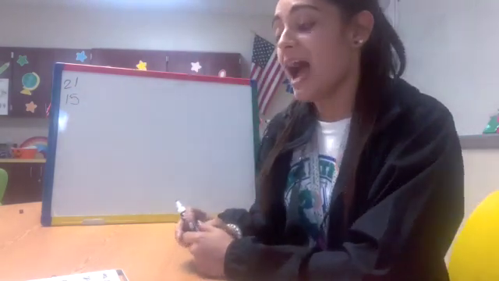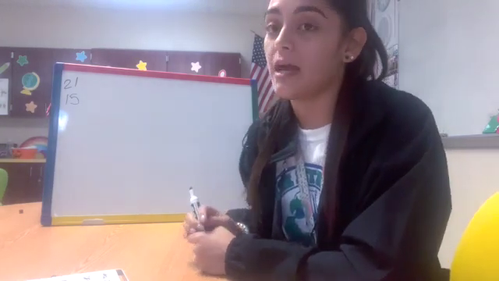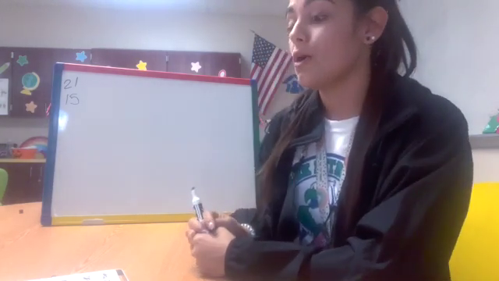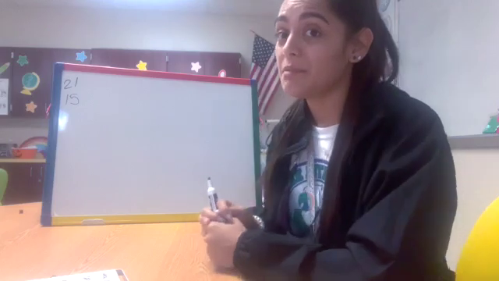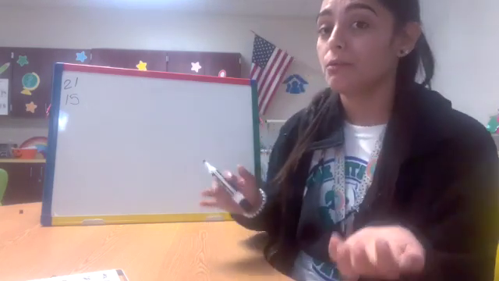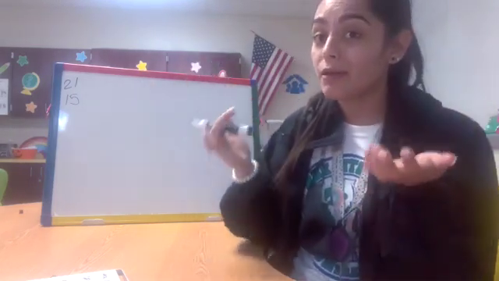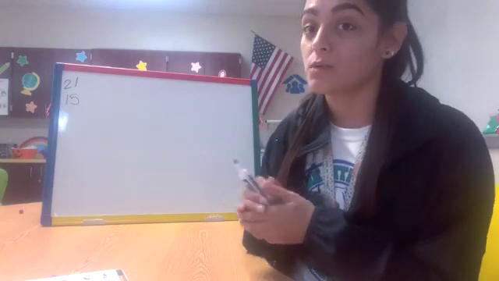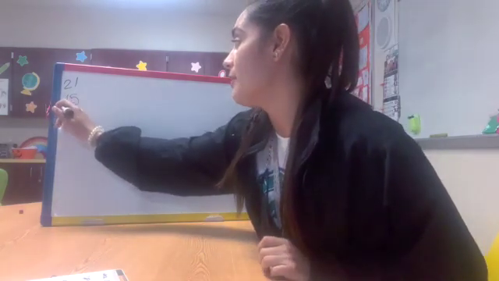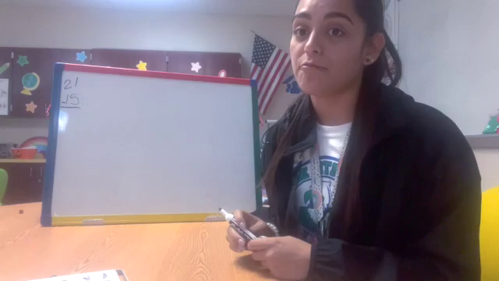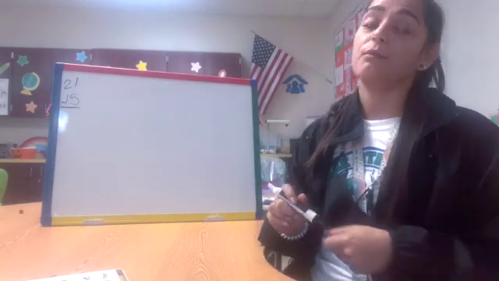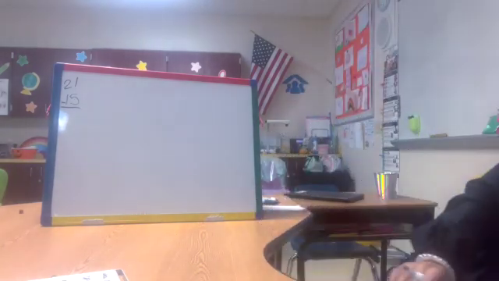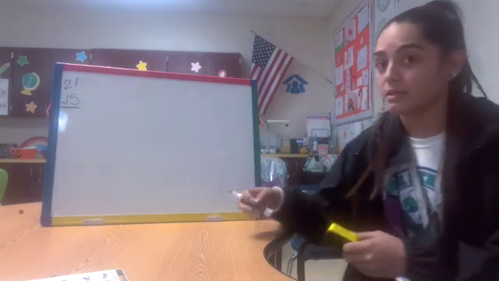Then it says, how many more rides does Jenna have left? Okay, so how many more is a big keyword for me. To know how many more, how many less, I'm comparing two things, so that means I'm always going to subtract. Right here, I would already have my problem set up for me before I even started. However, this might not always be the case.